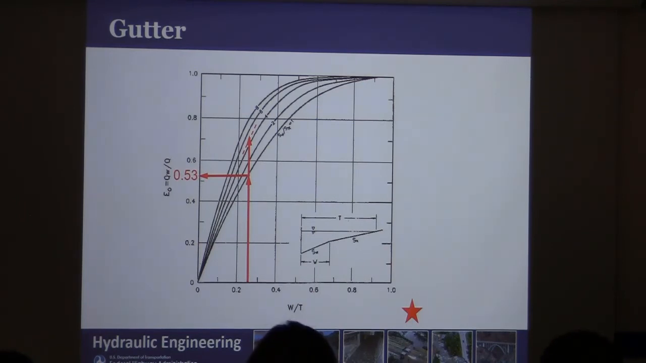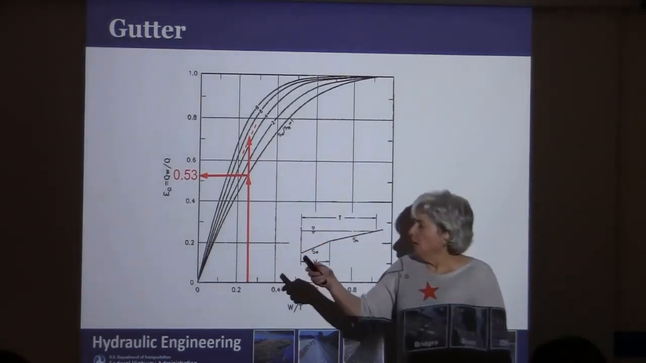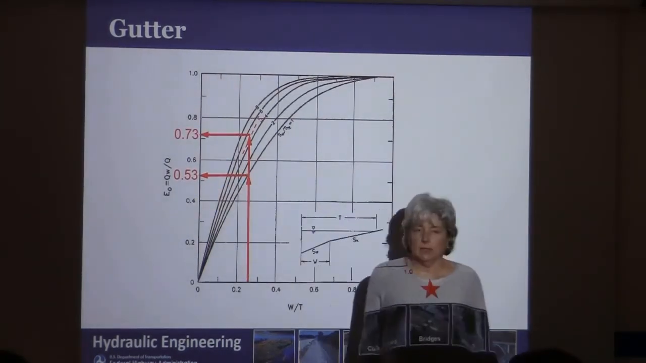Actually, I'm supposed to let you use this. So if we said that SW was 10% and SX is 2%, what would your SW over SX equal? Yeah. So in that case, your W over T hasn't changed. You come up to that 5 and you just estimate where the curve for the 5 is, and you come across and find the 0.73.